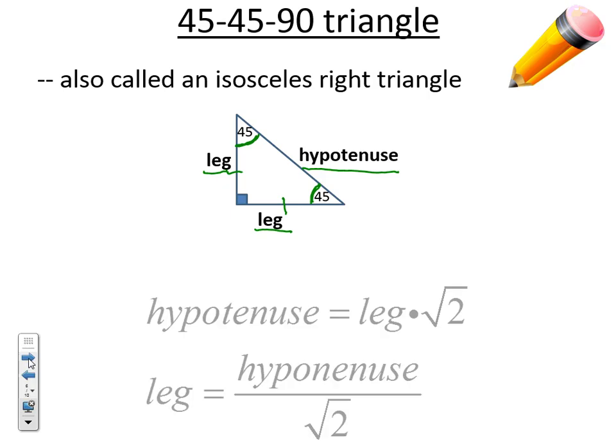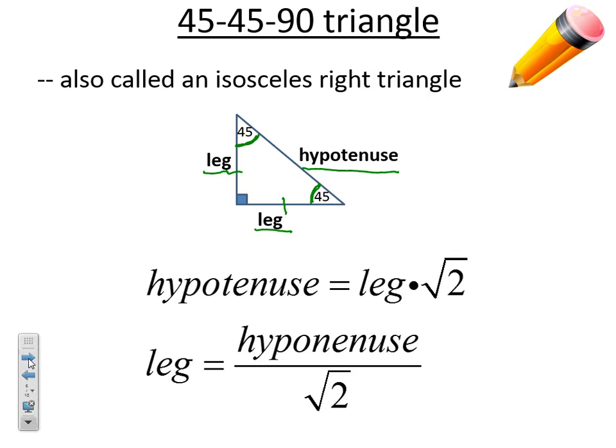So we have 2 equations. These are so important, you guys. Everything on this page has to be written down, okay? To find the hypotenuse, you would take the leg times the square root of 2. Now, if you needed to find the leg, you would take the hypotenuse divided by the square root of 2. So please, please, please make sure you get everything on this slide written down.